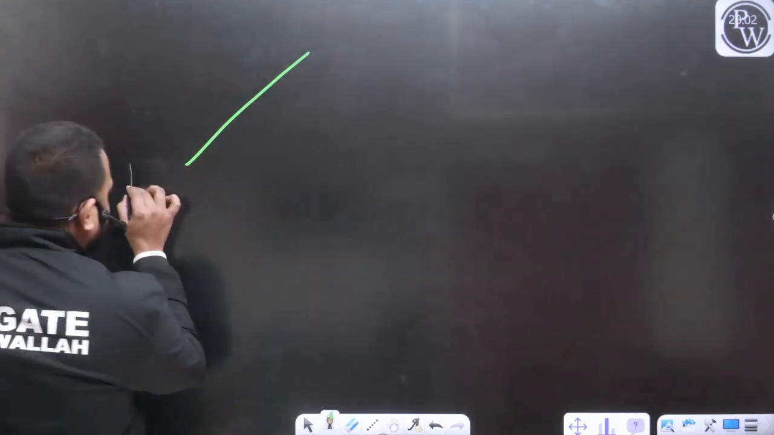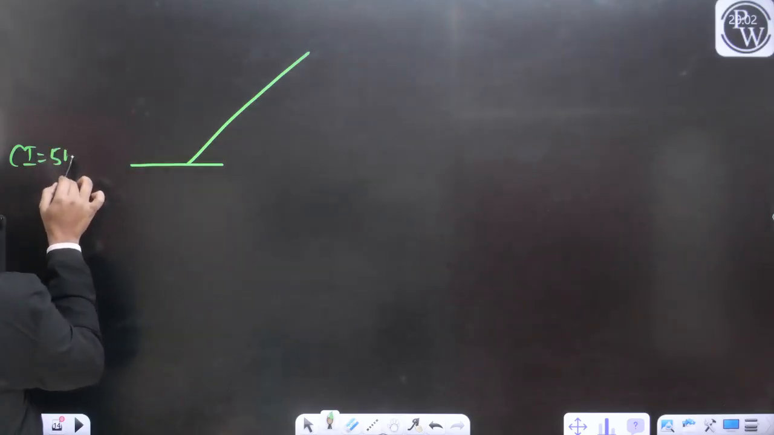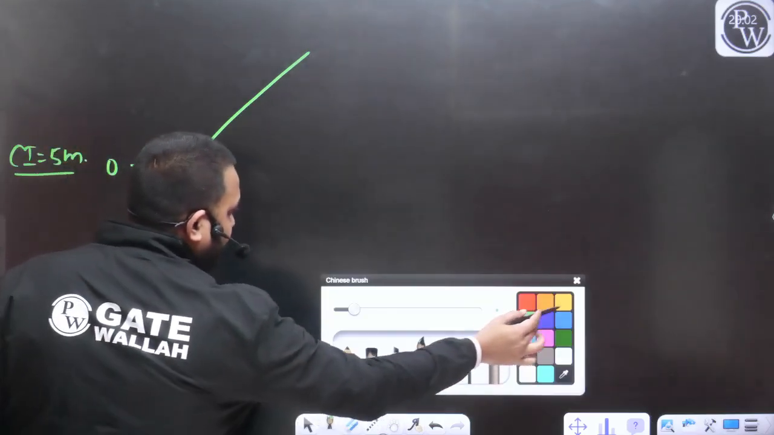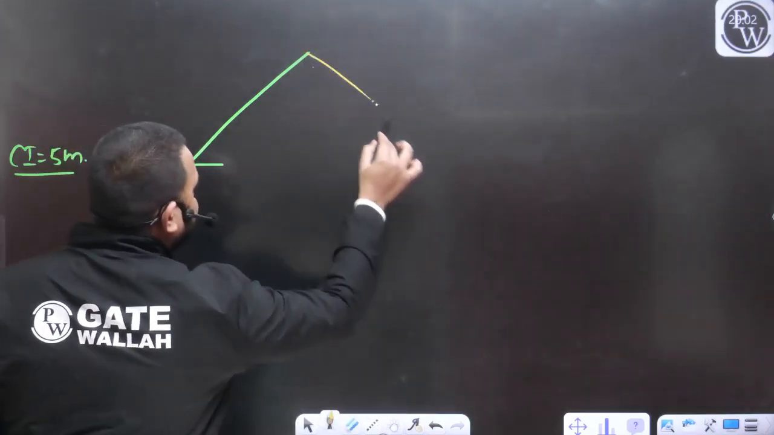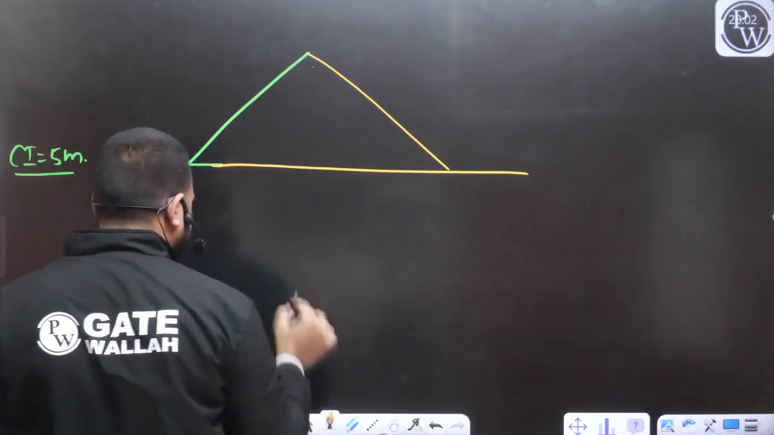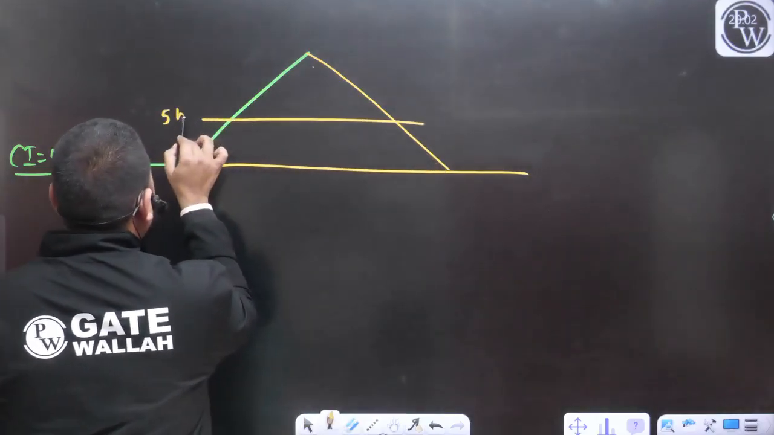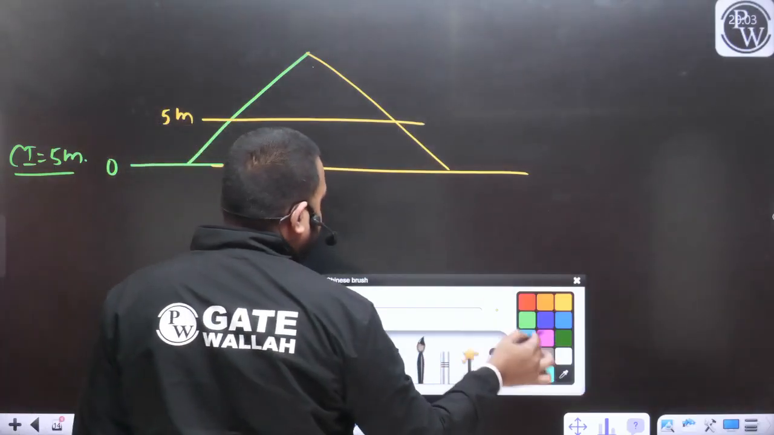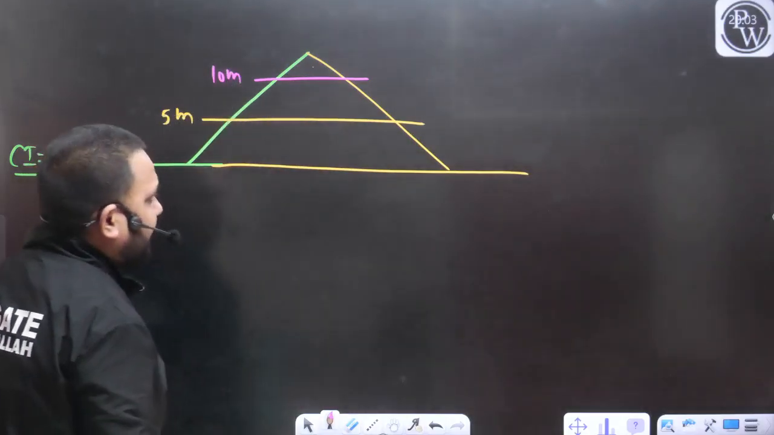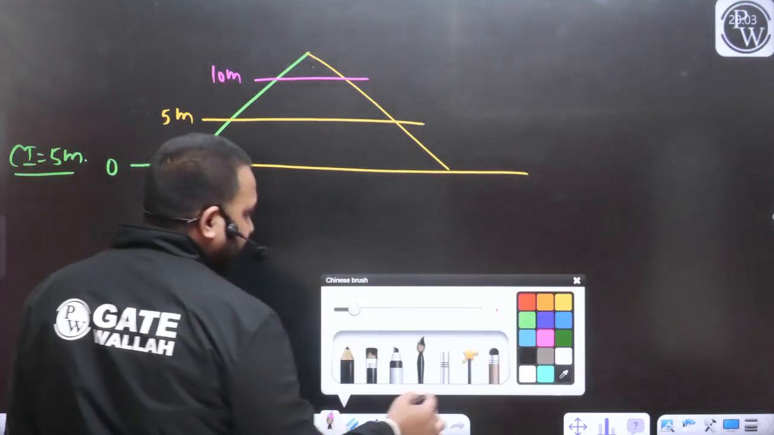So now let's try to draw the contour. Let's say the contour interval is 5 meter. So this is going to be your 0. Let's say this is the feature. This is going to be the 0. Let's say this is the contour of 5 meter and this is the contour of 10 meter. Can you prepare the contour map for this?